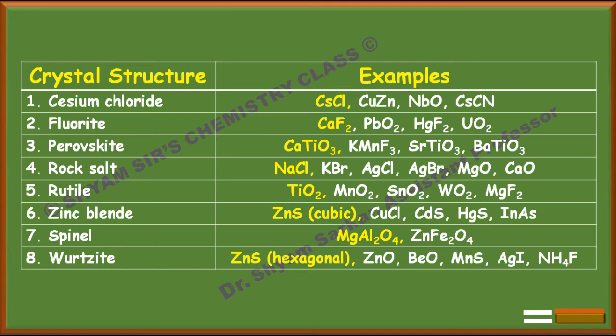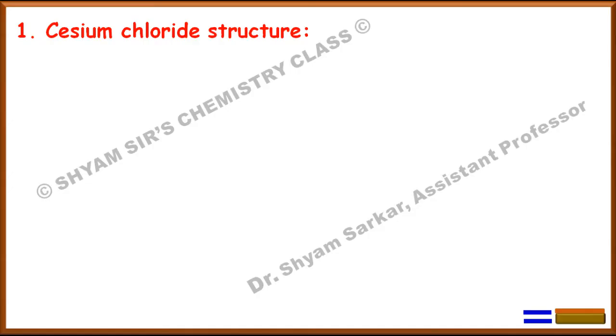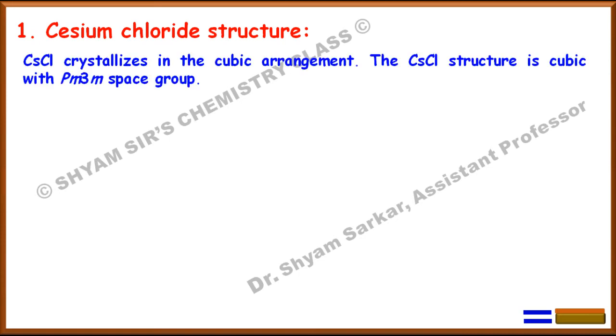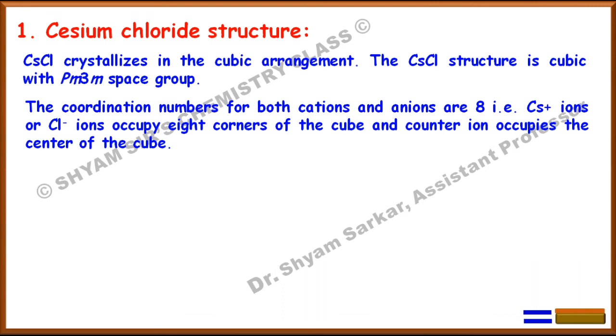So the first one is cesium chloride structure. Cesium chloride crystallizes in the cubic arrangement, and the cesium chloride structure is cubic with Pm3m space group. So the space group of this compound is Pm3m, and the coordination number of both the cation and anion is 8. That means each cesium ion is surrounded by 8 Cl minus, and in a similar way each Cl minus is surrounded by 8 cesium ions.